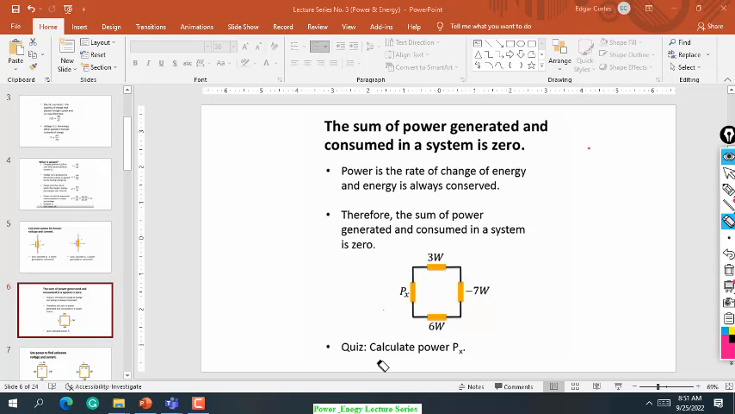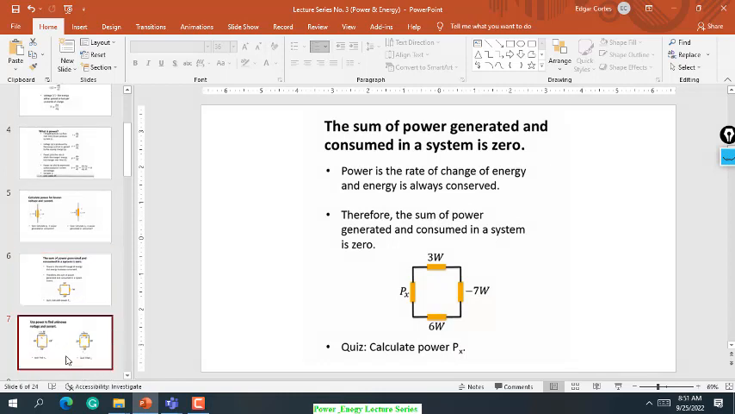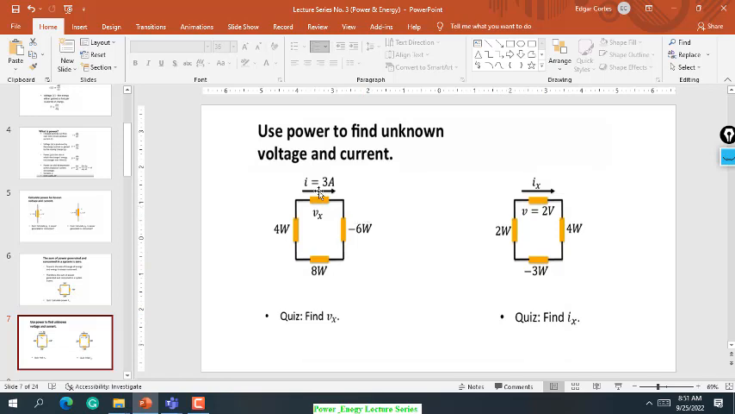Okay, here's the next slide. For example, here, use the power to find the unknown voltage and current. Where are we going to solve this? The same equation, sir. Find Vx. So Vx equals 4 watts minus 6 watts.